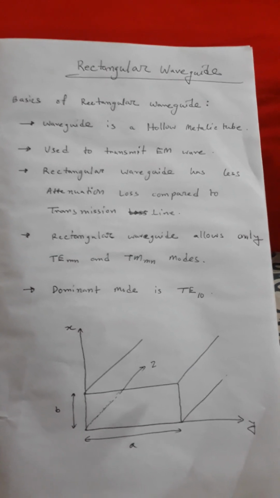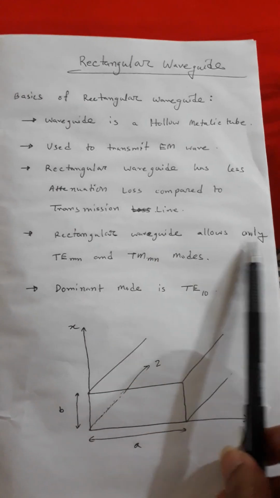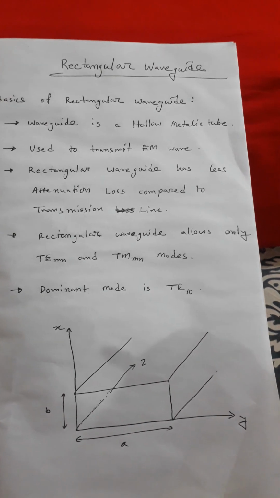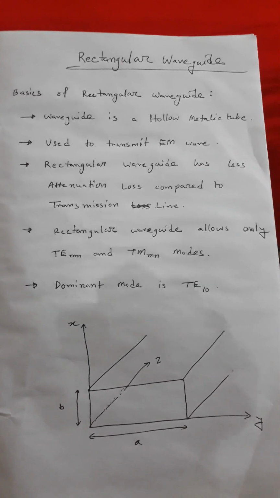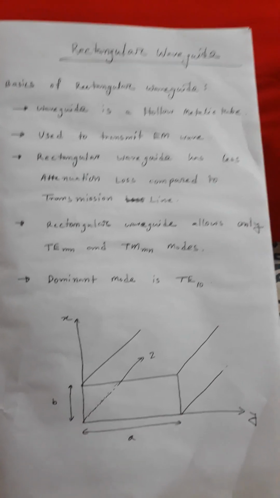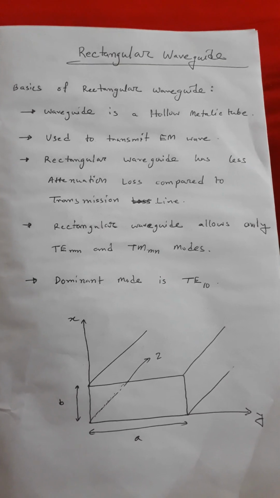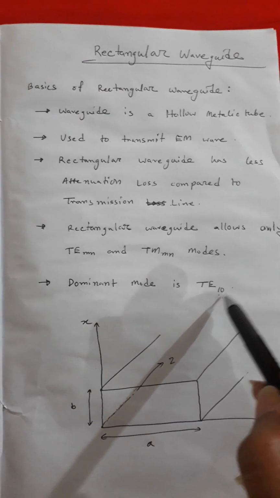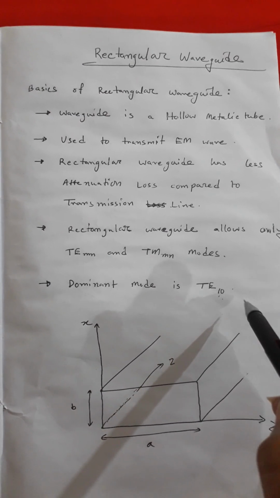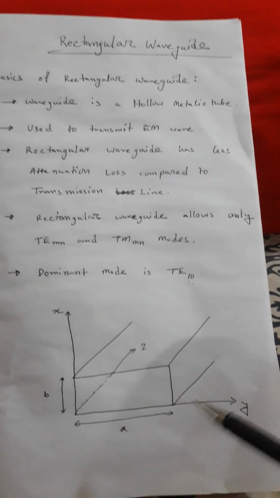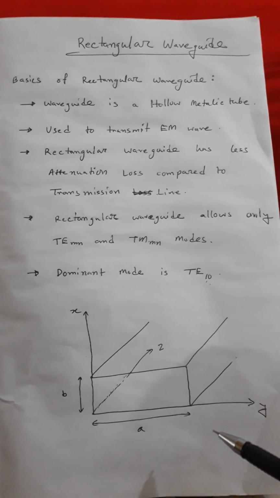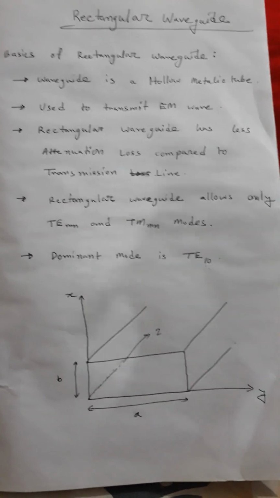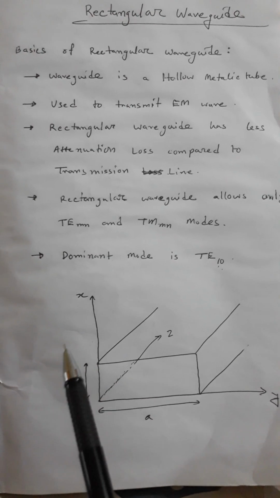Another important thing is that the rectangular waveguide allows only TE and TM modes, transverse electric and transverse magnetic. It doesn't allow the TEM mode. The dominant mode for this rectangular waveguide is TE10, which means m is equal to 1 and n is equal to 0. You can see the diagram for the rectangular waveguide here: x-axis, y-axis and z-axis, the hollow tube, and the front is rectangular. Here it's a and it's b.